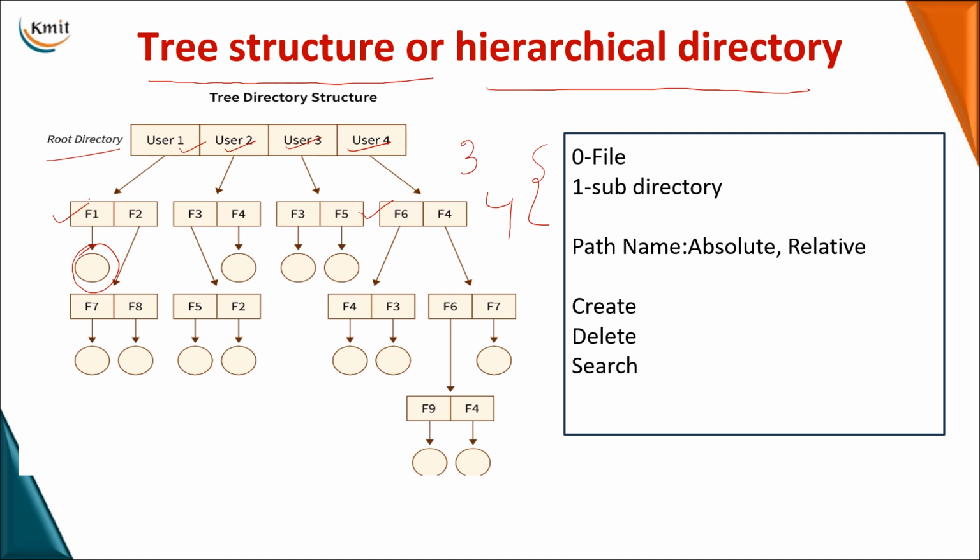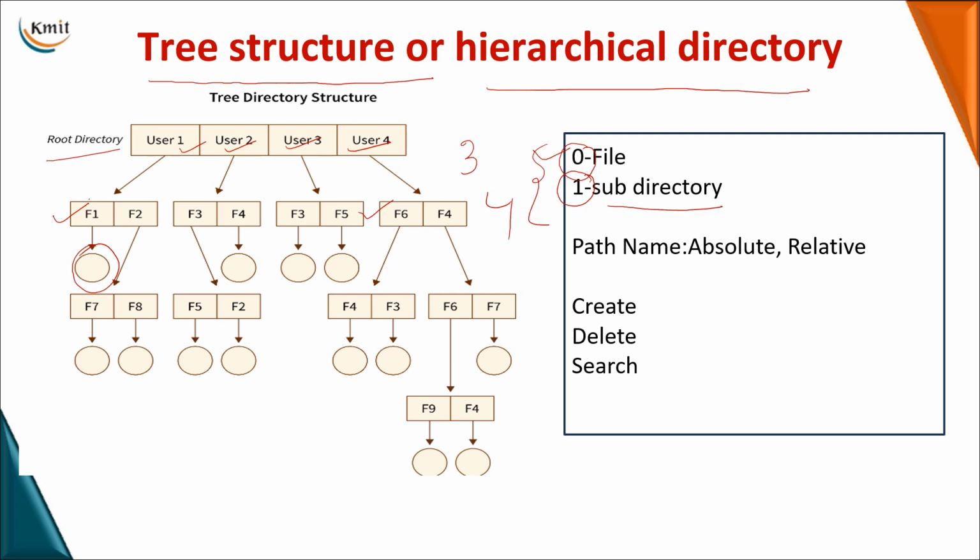But when you go for the internal structure of the system, how will the system actually differentiate between a file and a directory? If a bit is allocated for each of them, if the bit is 0, you call it a file. And if the bit is 1, you call that a subdirectory.